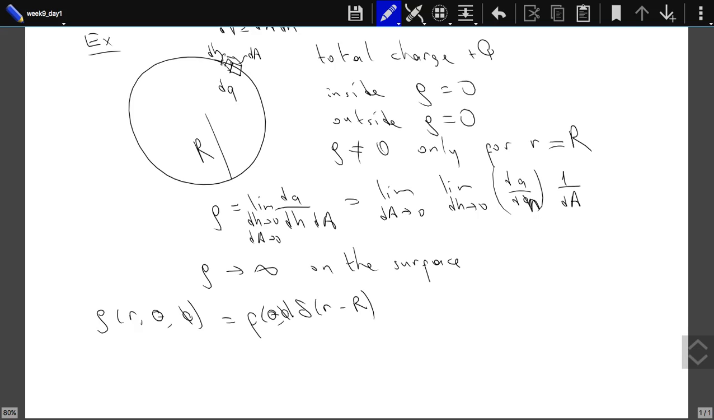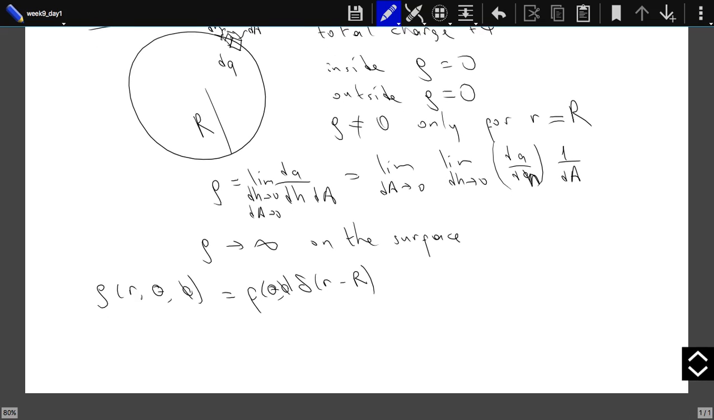Since charge density doesn't depend on theta and phi, we said that the charge is distributed uniformly over the surface. That basically means independent of theta and phi. F should be independent of theta. F should be a constant. So let's just call that constant A. So this is my charge density.